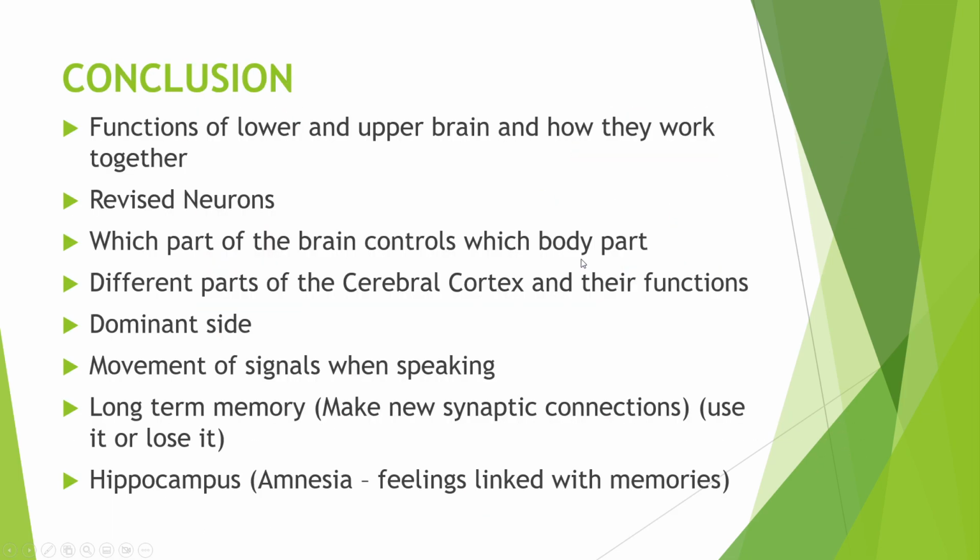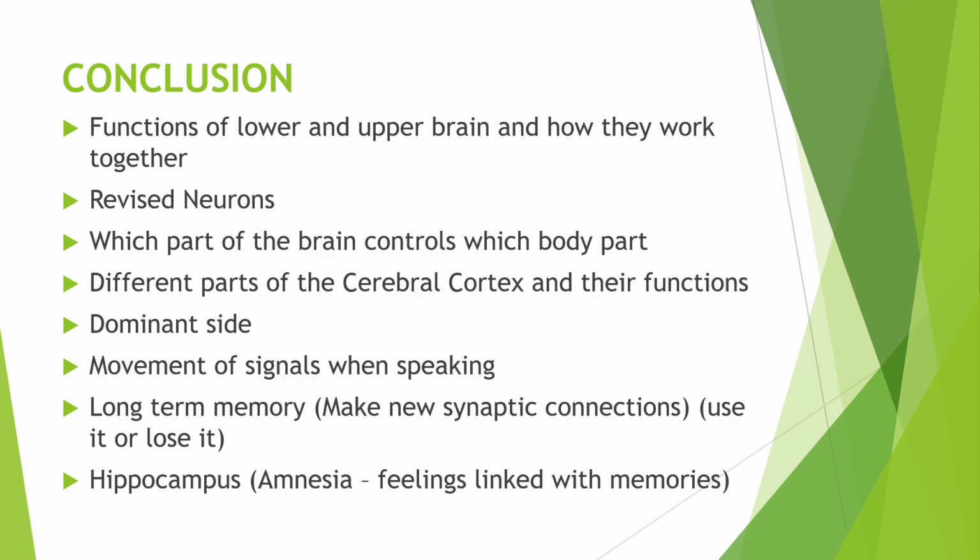So in conclusion, we learn about the functions of the lower and upper brain and how they work together, right? How feelings affect the motor cortex, for example. When we want to speak, it starts from the lower brain to the upper brain, for example. Then we saw there are 6 layers of neurons in the brain, right, from the small granular neurons up to the long neurons. And then we saw which part of the brain connects to which part of the body, right, the motor cortex and the somatosensory cortex.